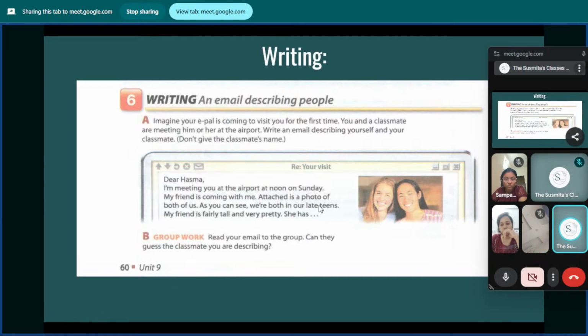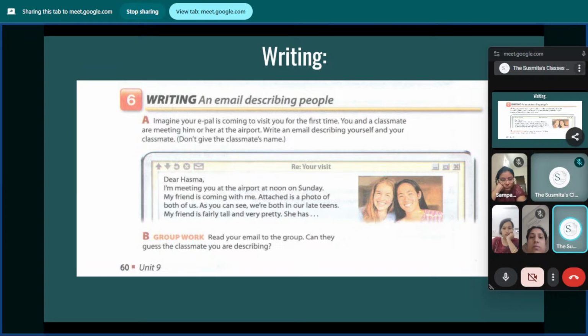Here you have another exercise which you will do for homework, where you have to write a description about your family members and yourself. You have to imagine that you're going to pick up your e-pal. An e-pal is a person to whom you write emails and you don't know that person personally. You just know that person through emails. So you're going to meet that e-pal for the first time.